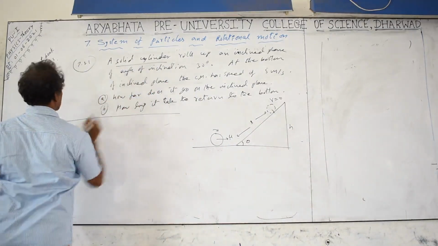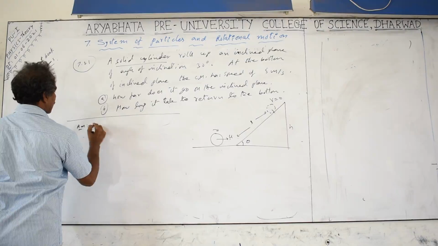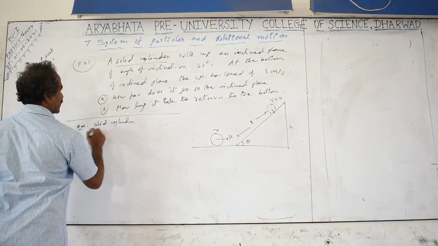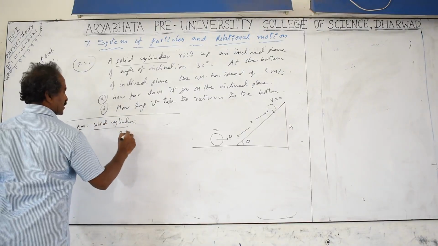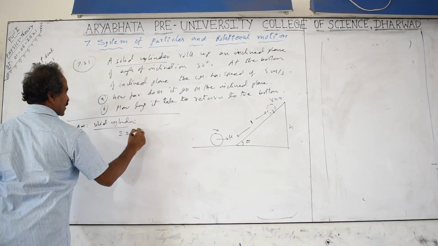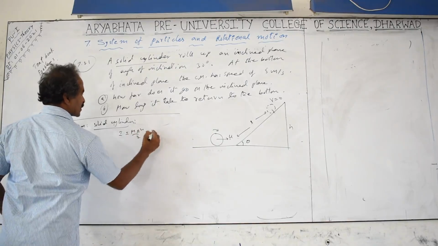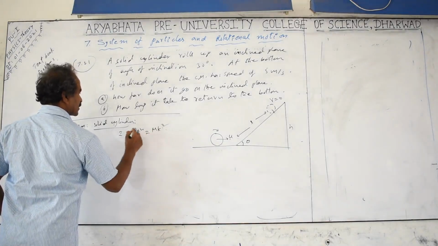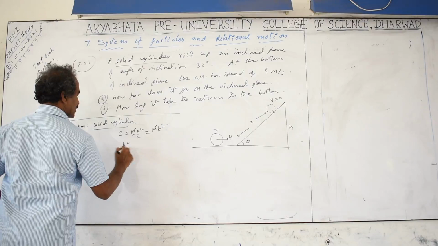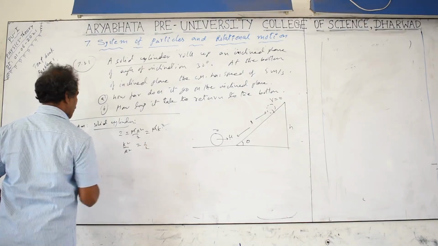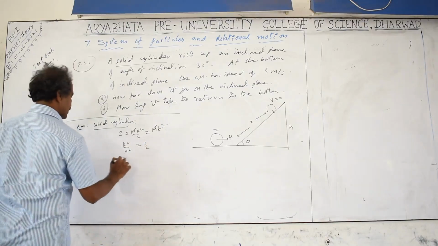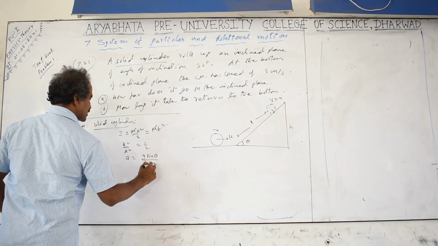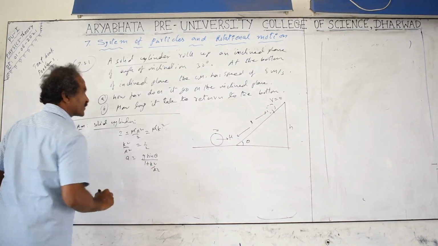Solid cylinder, I equal to mr square by 2, which is equal to mk square. m cancels. The result is k square by r square equal to 1 by 2. Acceleration a equal to g sin theta by 1 plus k square by r square.